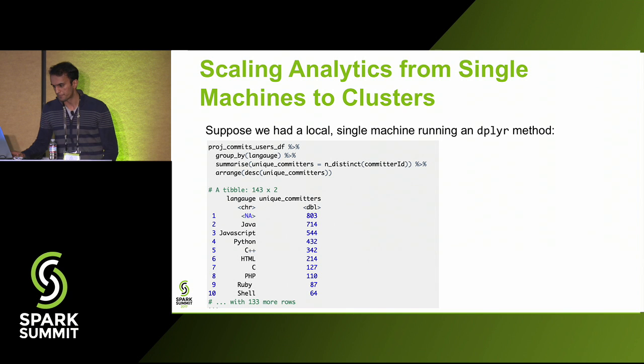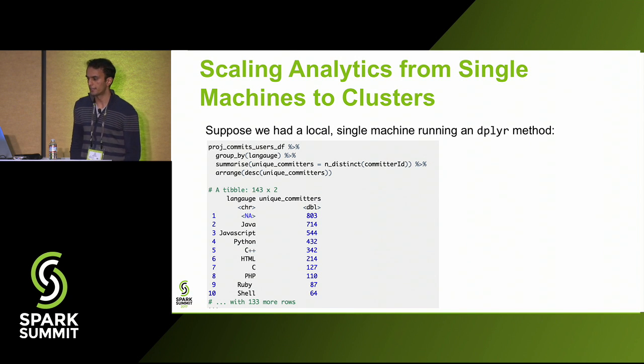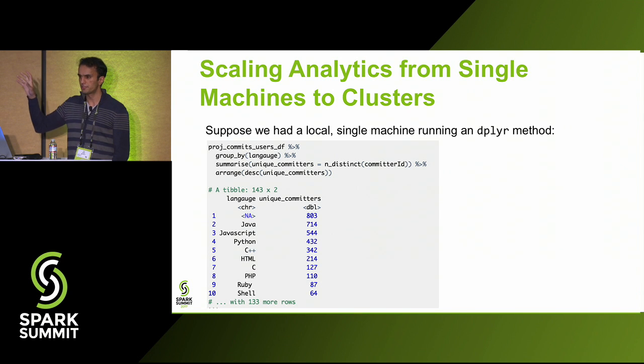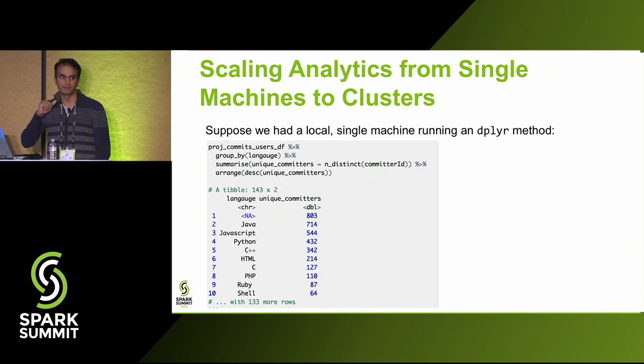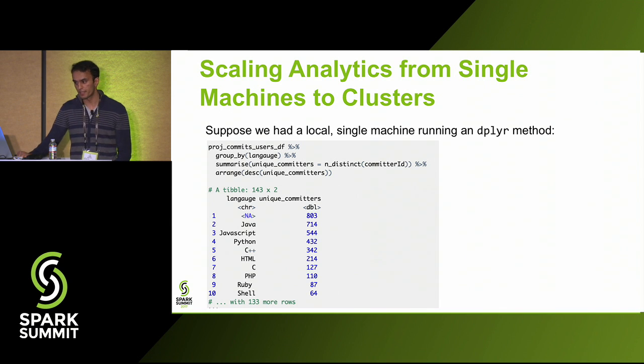So for example, if you had some local R code, here's a local R data frame, not a Spark data frame, which is a sample of the entire database I'm looking at. I'll talk about it more tomorrow, which I don't have time for today, but it's a really cool data set. I'm basically grouping by language and summarizing, for each language, the unique number of committers to that language. And there you go, that's your tibble. It's a local R data frame.